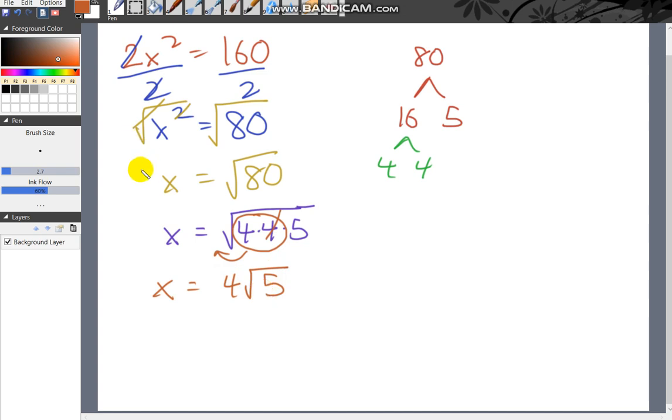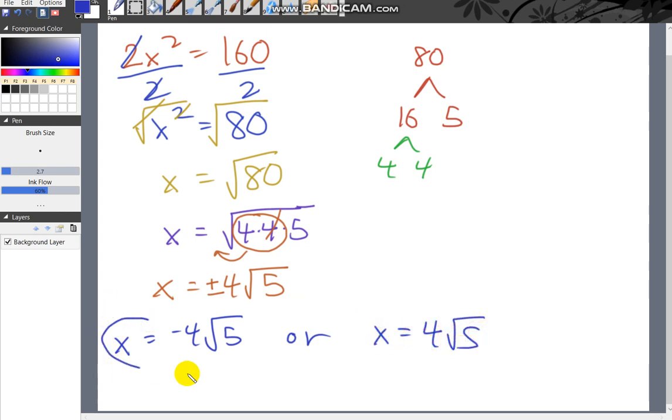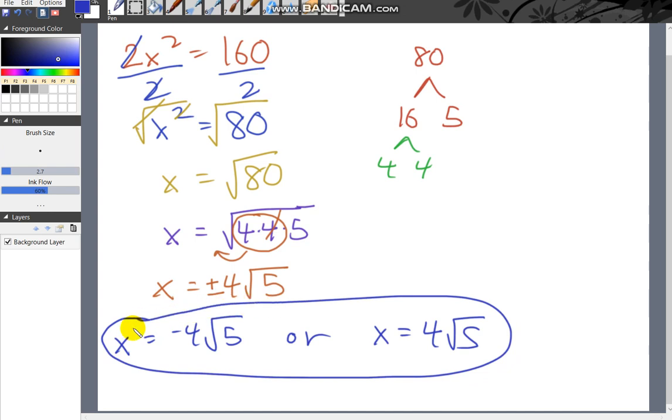And then we want to consider both the positive and the negative solutions. So when we go ahead and write this out, this means x is equal to negative 4 times square root 5, or x equals 4 square root 5. So those are our two possible answers.